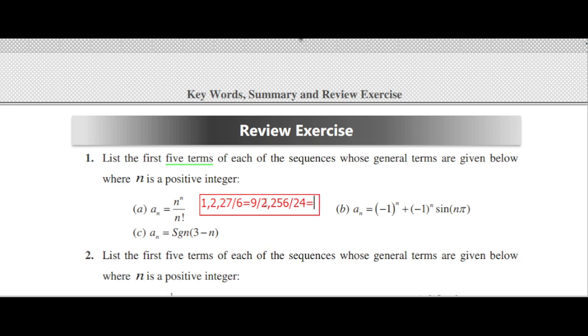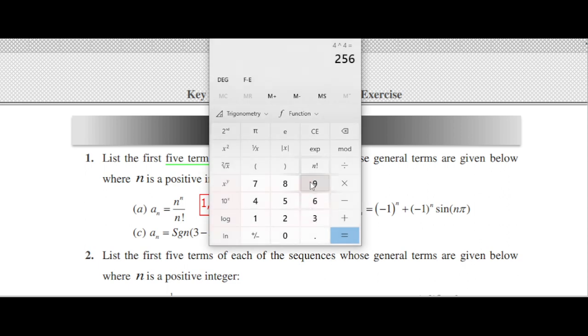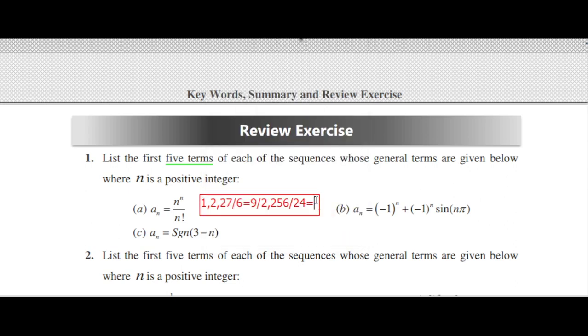Let's simplify this. 256 divided by 24. Let's simplify by 8. 256 divided by 8 is 32, and 24 divided by 8 is 3. So we get 32 over 3. After this we can't simplify, so we put it as it is.